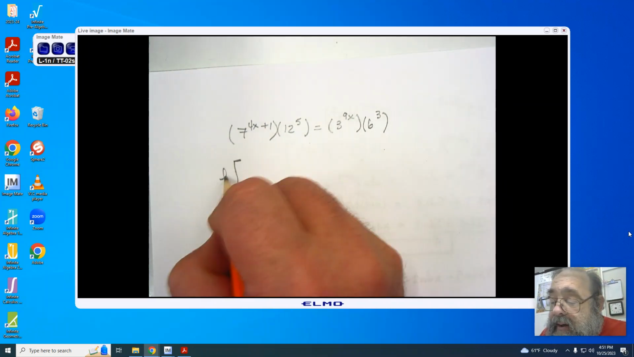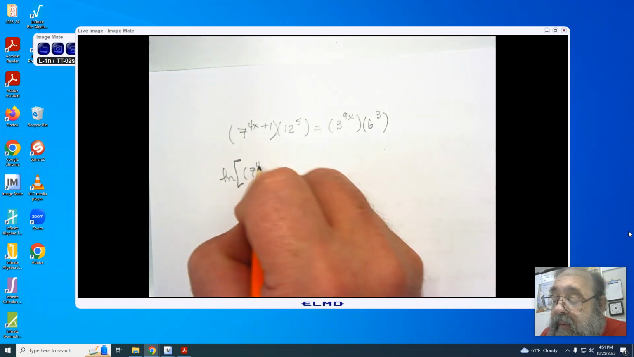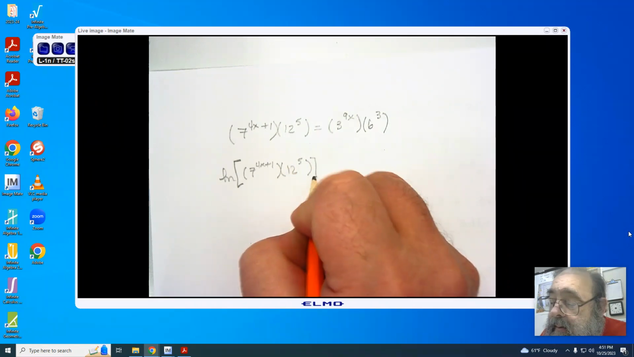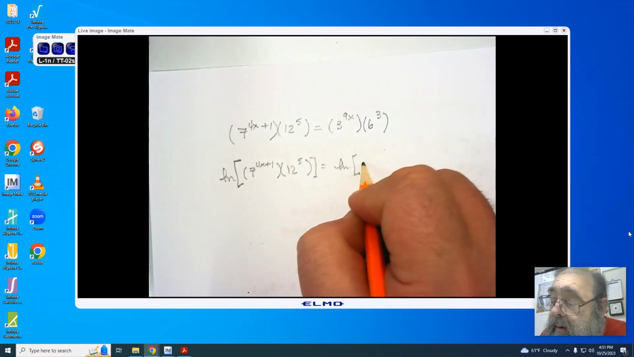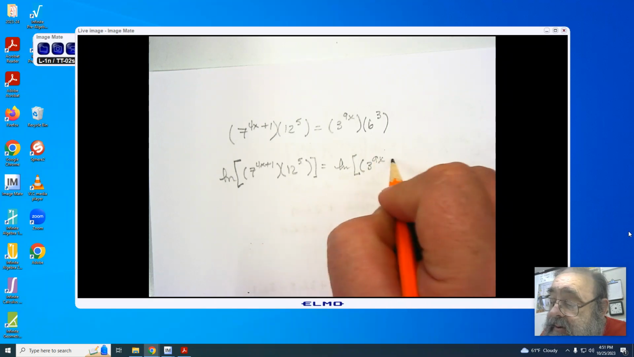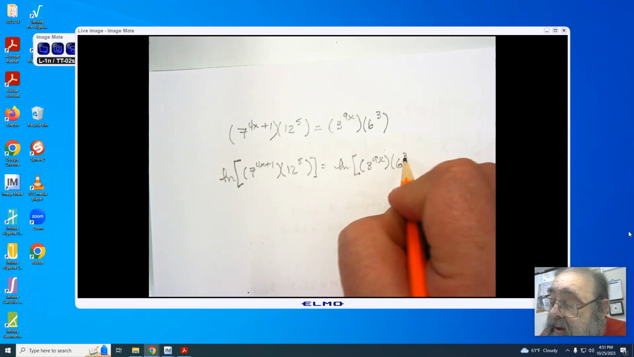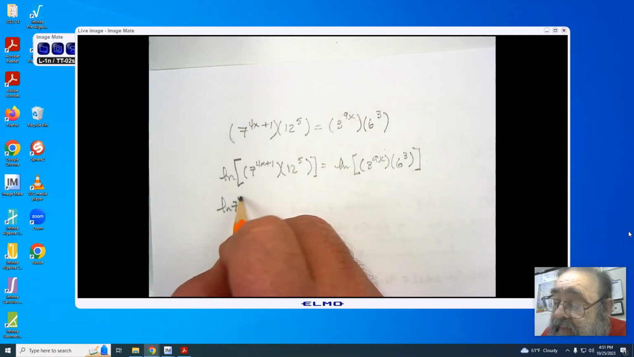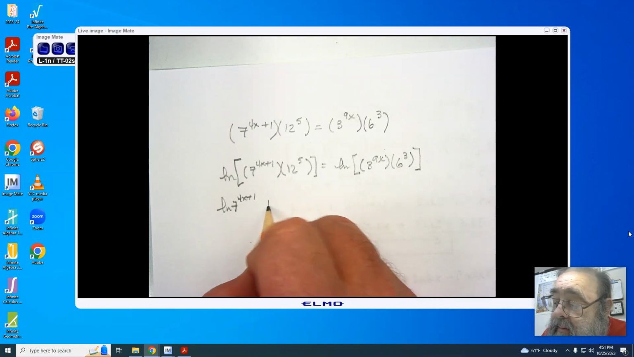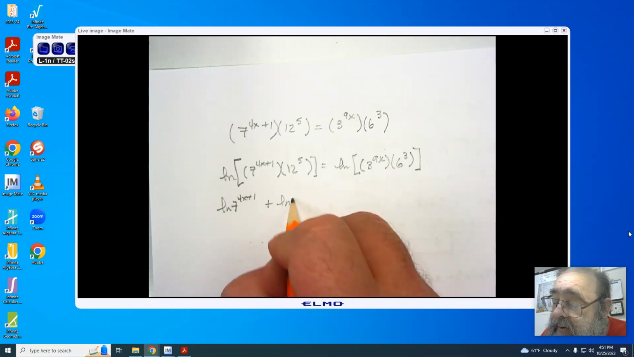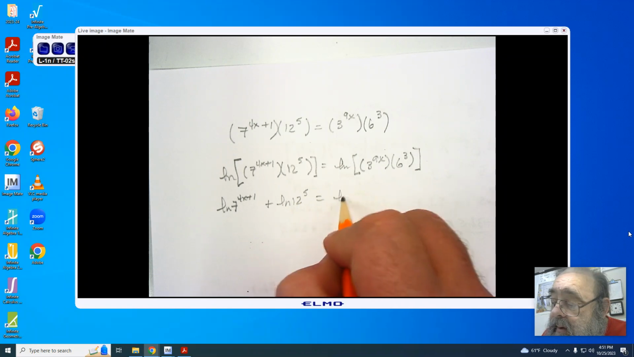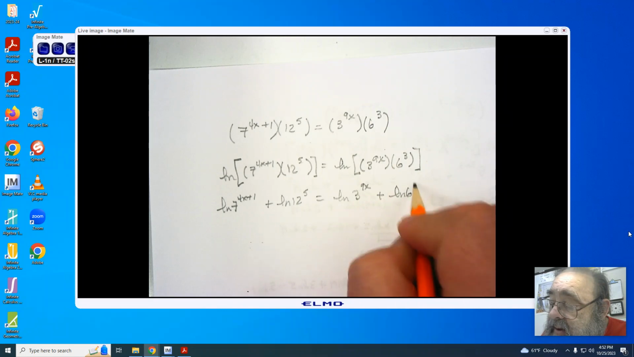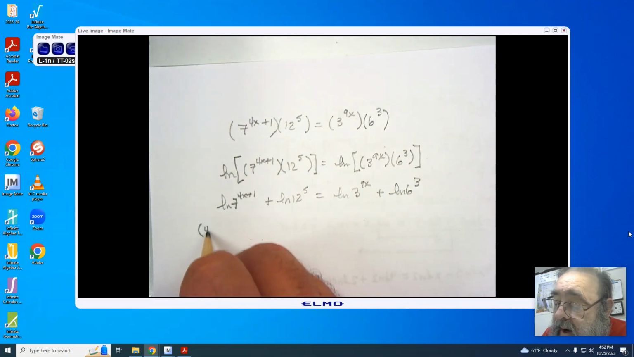Put the ln in front. ln of 7 to the 4x plus 1, 12 to the 5th, equals ln of 3 to the 9x, 6 to the third. Expand: ln of 7 to the 4x plus 1, ln of 12 to the fifth, ln of 3 to the 9x, ln of 6 to the third. Power moves in front.